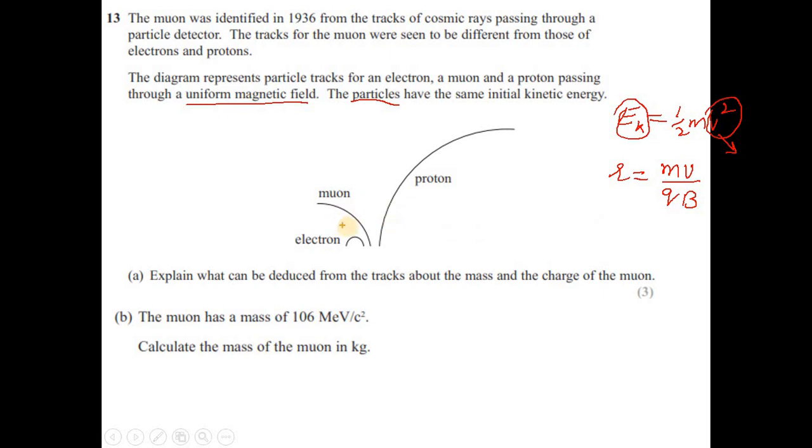So first of all, muon has the same side of deflection as that of electron. Muon is deflecting left, as the electron is deflecting left. That means muon has the same nature of charge as that of electron, that means muon has negative charge. And the curvature of muon is less than the electron but greater than the proton. That means mass of the muon is greater than electron but less than proton. That's how you can predict the mass and the charge of muon.